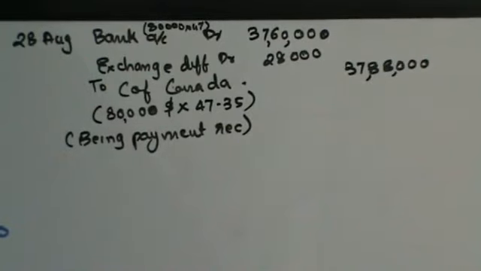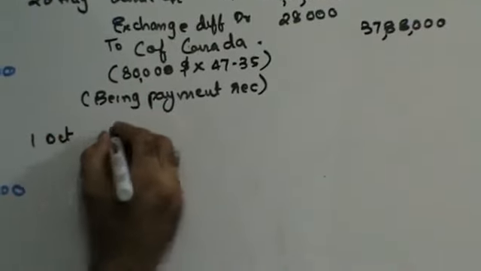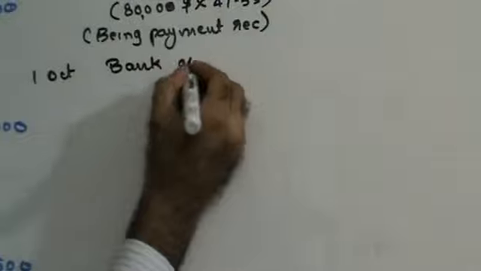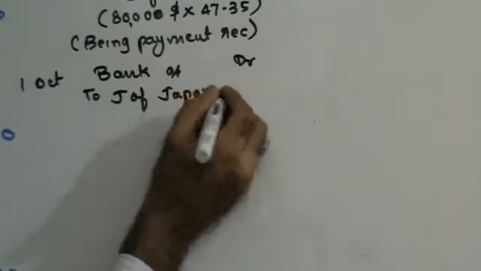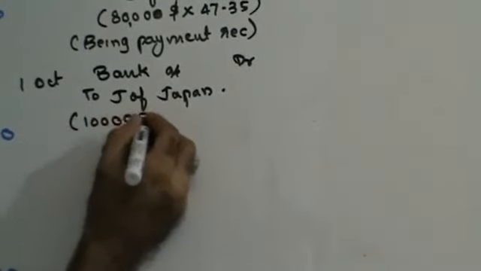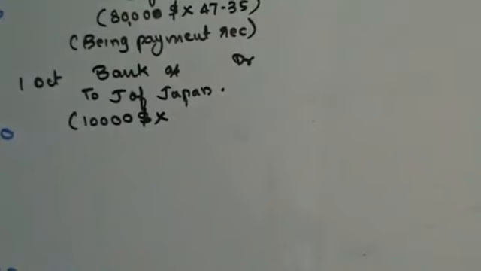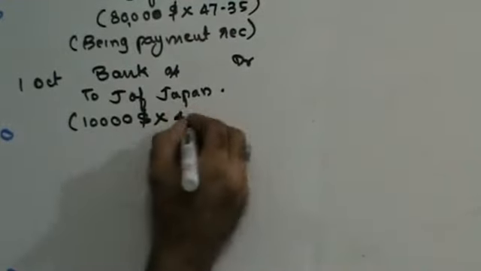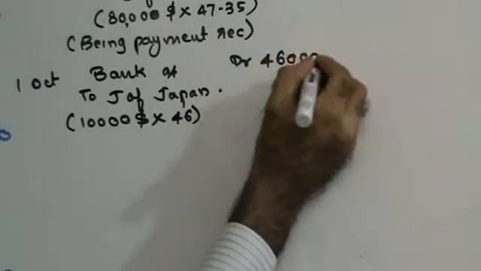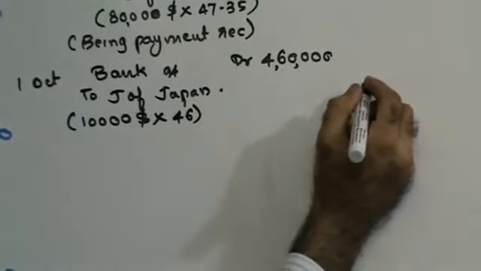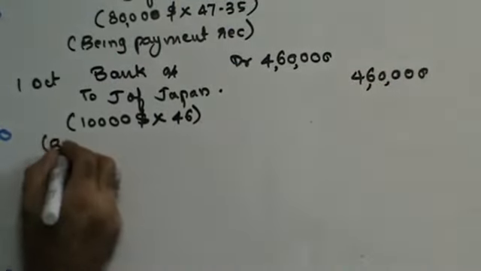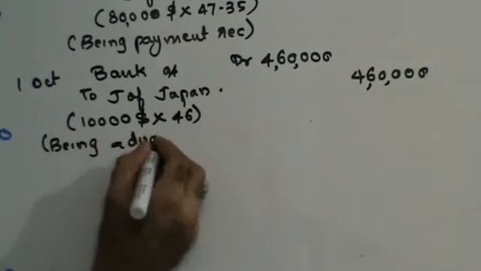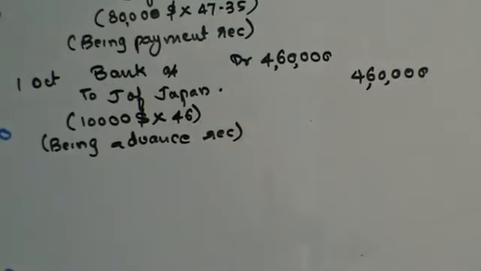On 1st October, advance received from J of Japan $10,000. Advance money is coming in. Bank account debit to J of Japan. Debit the receiver, credit the giver. He is giving you an advance of $10,000, and the dollar rate on 1st October is 46. So he is giving you an advance of 4,60,000 being advance received. That was 1st October.